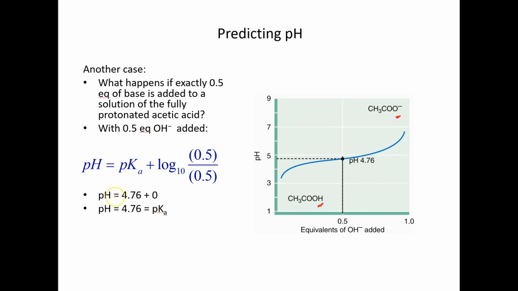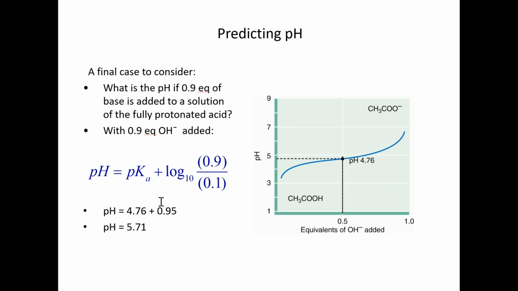The pKa doesn't change. It stays 4.76. And the log of 1, because 0.5 divided by 0.5 is 1, is 0. Therefore, there is no change, and that's why pH equals pKa when you have equal molar concentrations of the acid and the conjugate base.